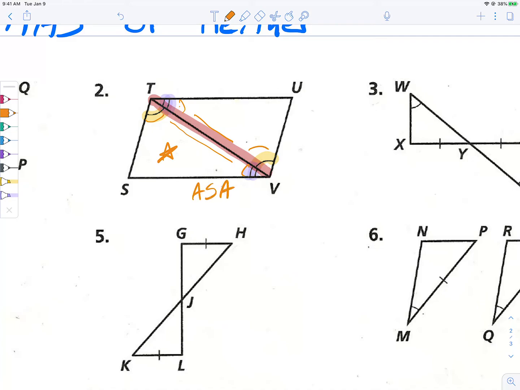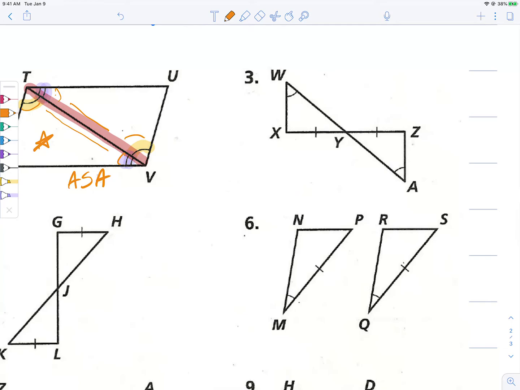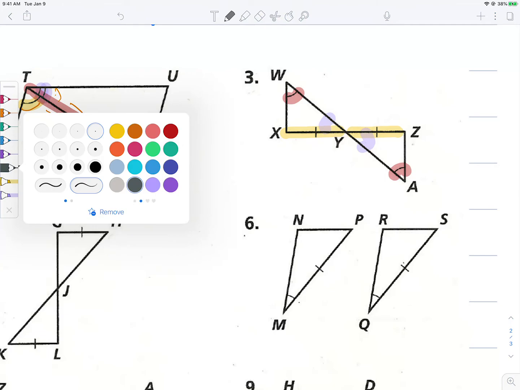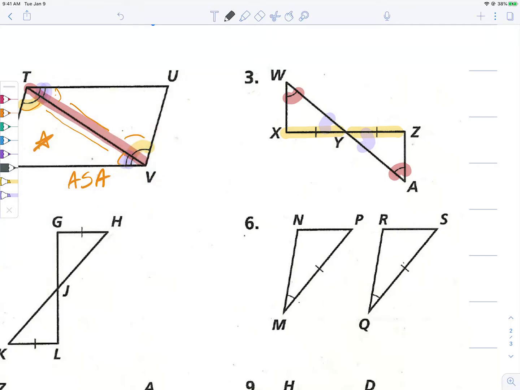Angle, side, angle. Okay, for problem number three, we have these angles here are congruent by the picture. We have these sides are congruent also by the picture. And if you think about our angle relationships, if you have two crossing lines, then the vertical angles are also equivalent. So we can say that they are going to be congruent. We have two angles and a side. And if you look at where the side is located, it's not between the two angles. It's a non-included, so this is an angle, angle, side.